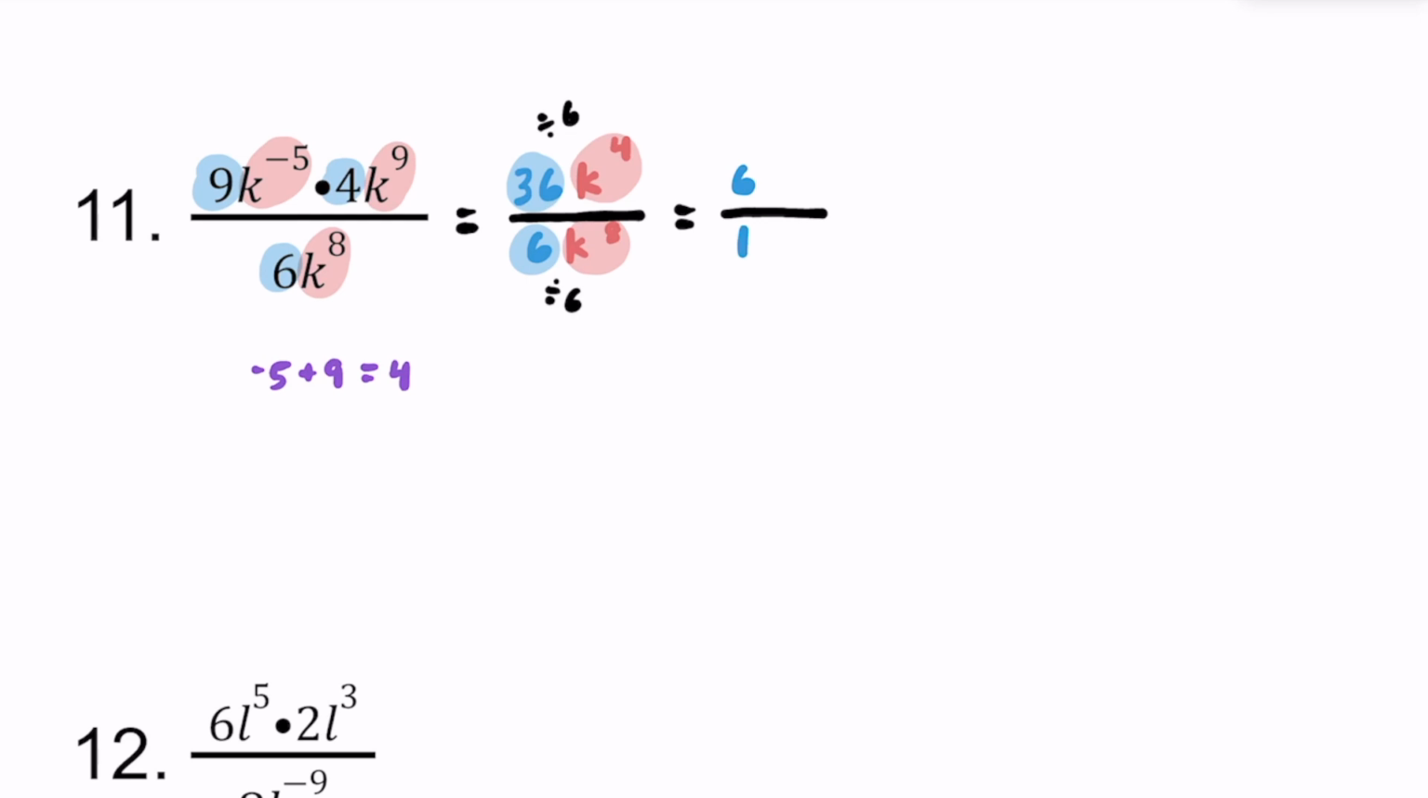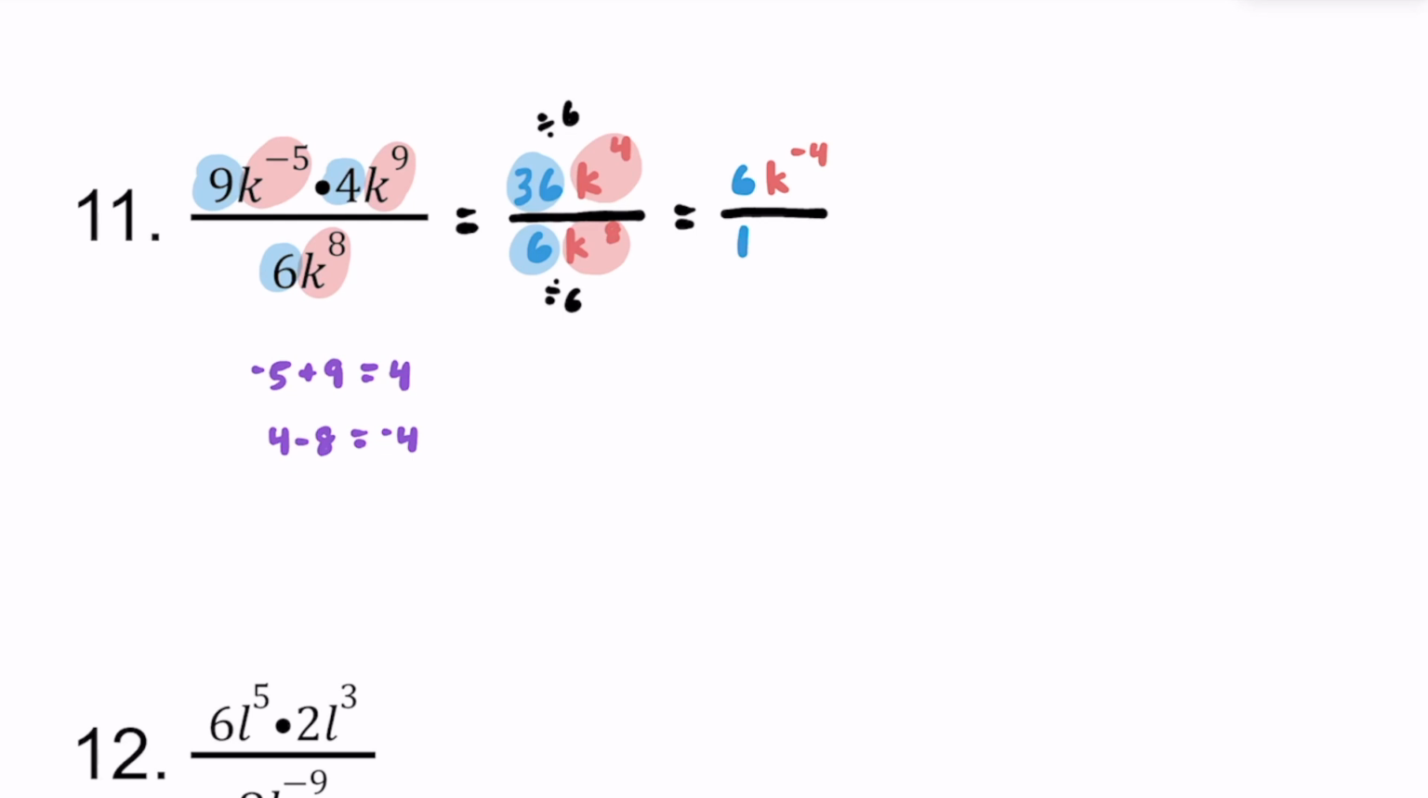Here we have a quotient, so we're going to subtract these two powers as our quotient rule, right? So let's go ahead and say this is going to be 4 minus 8. Now 4 minus 8 is the same thing as 4 plus negative 8. That's going to be a negative 4. So going ahead and subtracting using that quotient rule, this is going to be k to the negative 4th power.